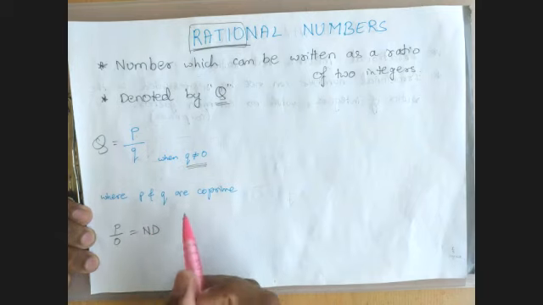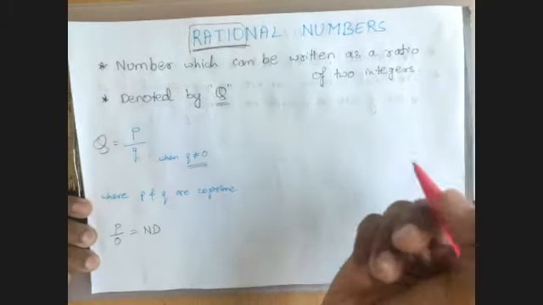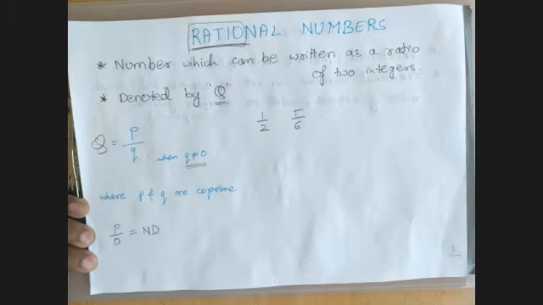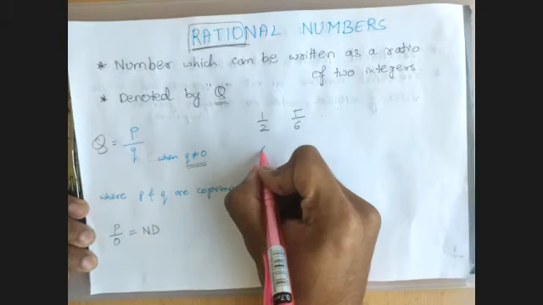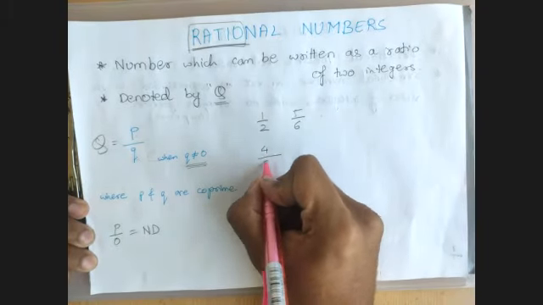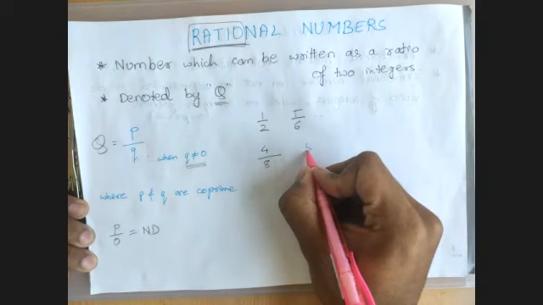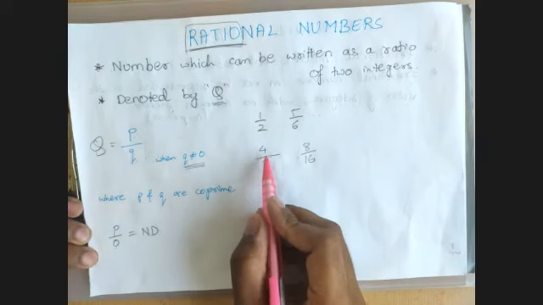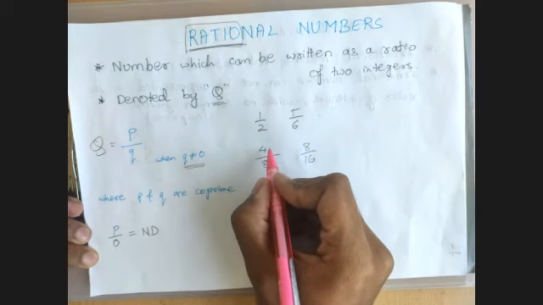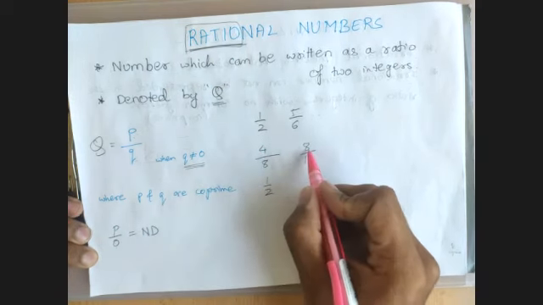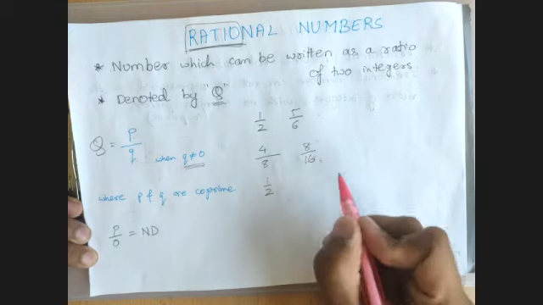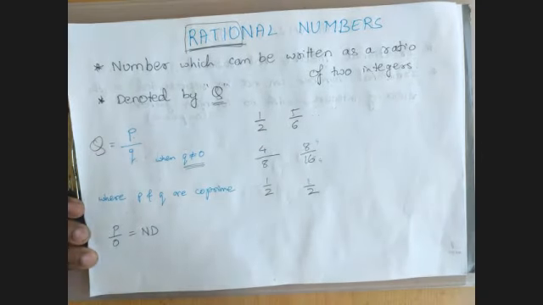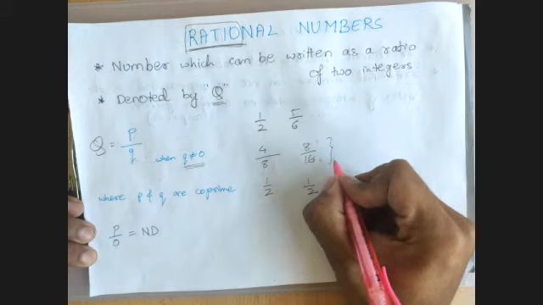Here, for example, the examples for rational numbers can be 1 by 2, 5 by 6, etc. We can give some more examples also, like 4 by 8, 8 by 16, etc. If we look at this, 4 by 8, if I divide this, I can write this as 1 by 2. If I write 8 by 16, if I divide this by 4, I can write this as 1 by 2. So all these are the same.